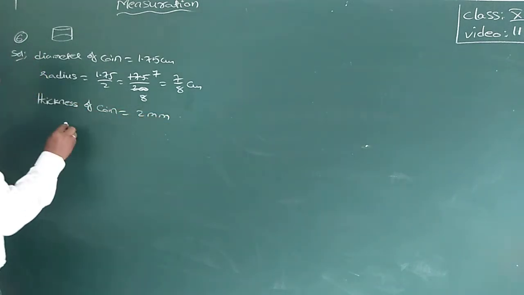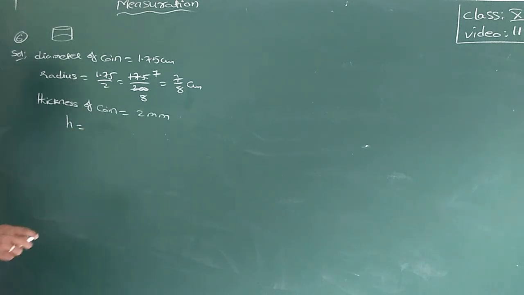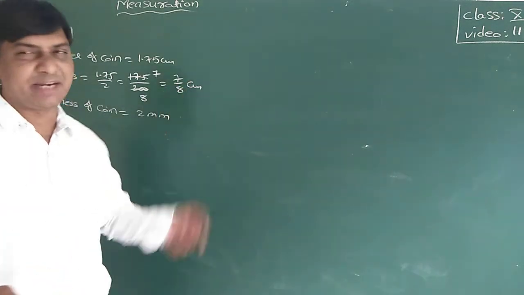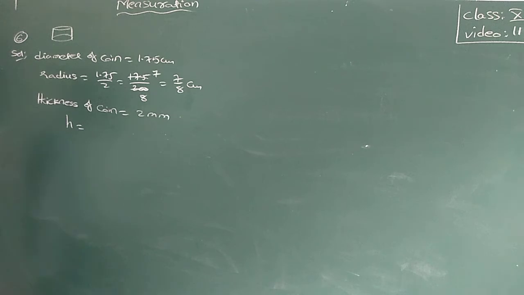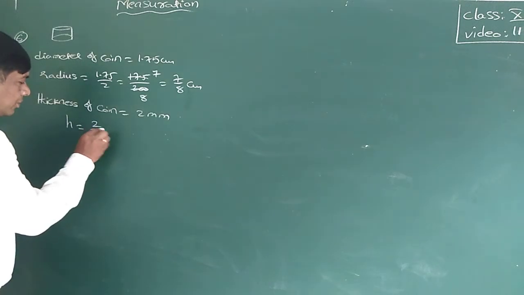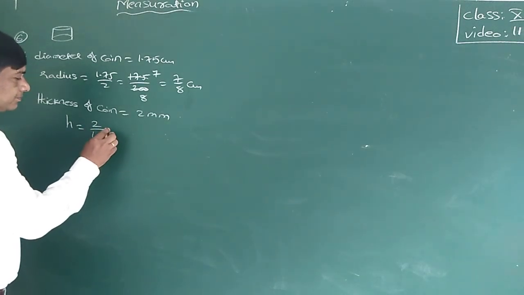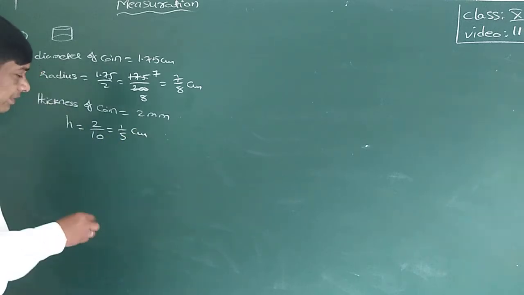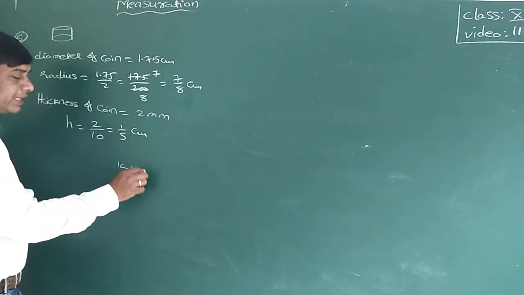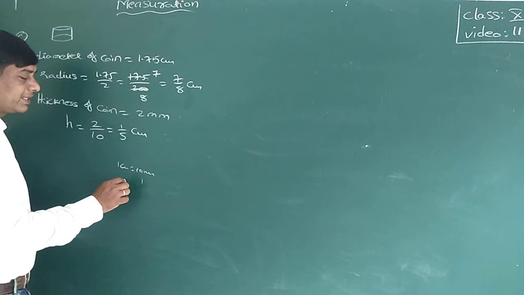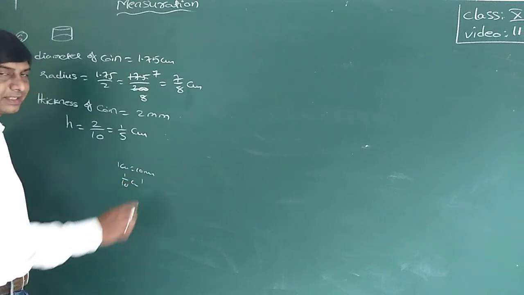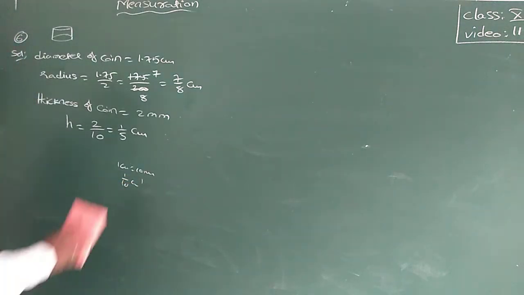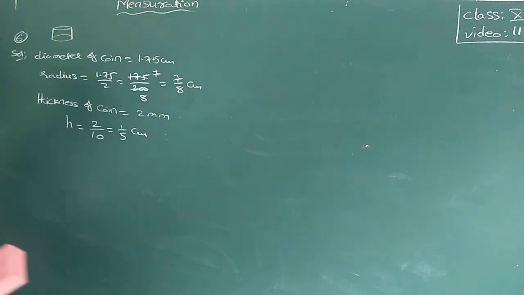2 millimeters means h is equal to, converting into centimeters, since 1 centimeter is equal to 10 millimeters. So 2 by 10 is equal to 1 by 5 centimeters. 1 millimeter is equal to 1 by 10 centimeters. Conversions are very important.